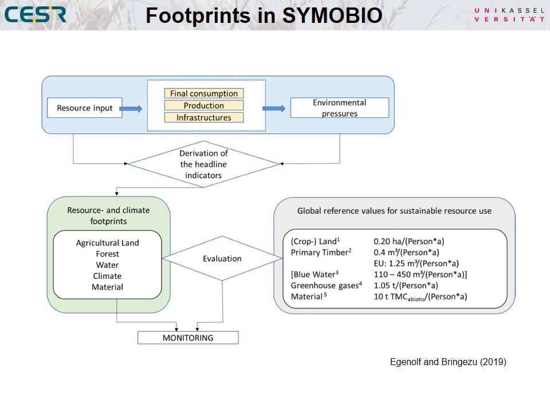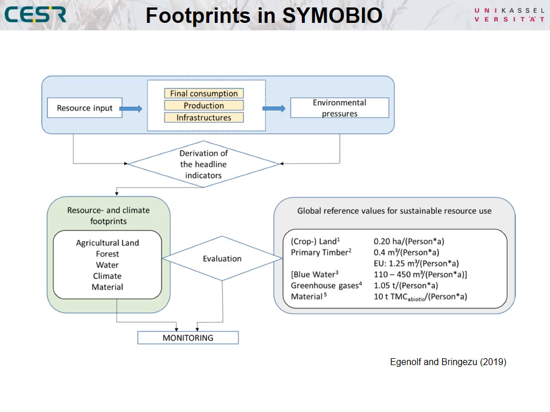How are footprints integrated in SYMOBIO? Here we see this conceptualization again in a little different form. We see the central aspect here is to track the environmental pressures from consumption, production, infrastructures where biogenic materials were used. These environmental pressures, or if we go one step beyond, also impacts, might be assessed with these footprints. And in SYMOBIO, we differentiate between 5 different footprints. It's the agricultural land footprint, the forest footprint, water footprint, climate, and material footprint.